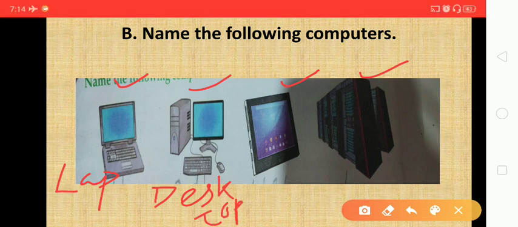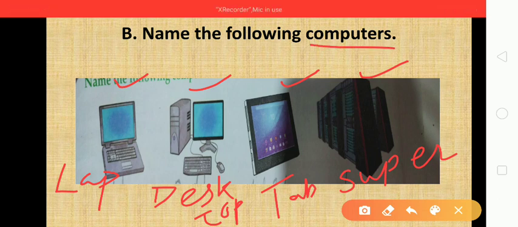The third one is a tablet, you know very well, a tab. And this one is a supercomputer. I hope you are able to recognize all four types: laptop, desktop, tablet, and supercomputer. I expect you to write the correct answer with correct spelling in your textbook.